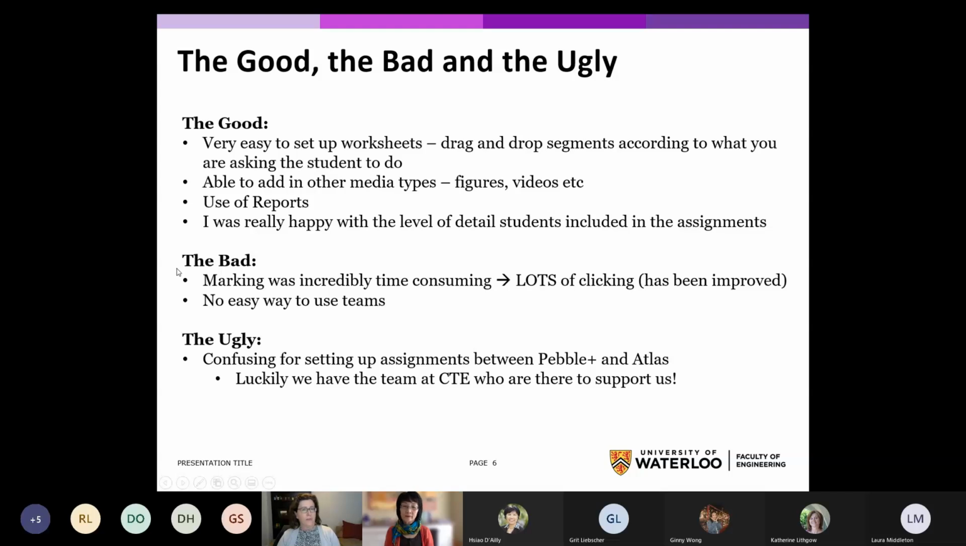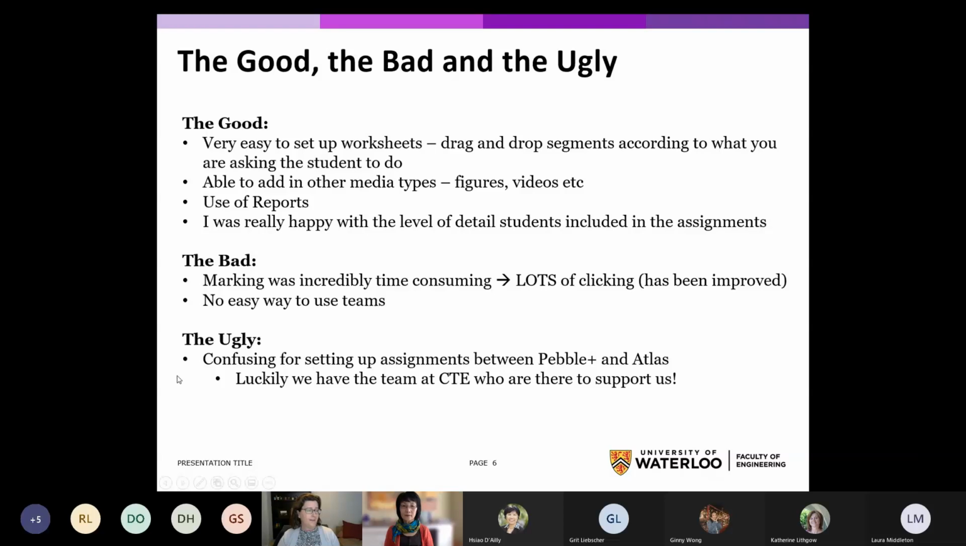All right, the bad. So I wasn't marking per se, but I was going through and making sure that they were filling everything out and doing it to a satisfactory level. So I did go through and mark completed or add some feedback, and that was a lot of clicking. Apparently it's been improved, but I don't have a TA for this course, so it really was a lot of work for me to do that. And again, as I've already mentioned, there wasn't an easy way to use Teams.